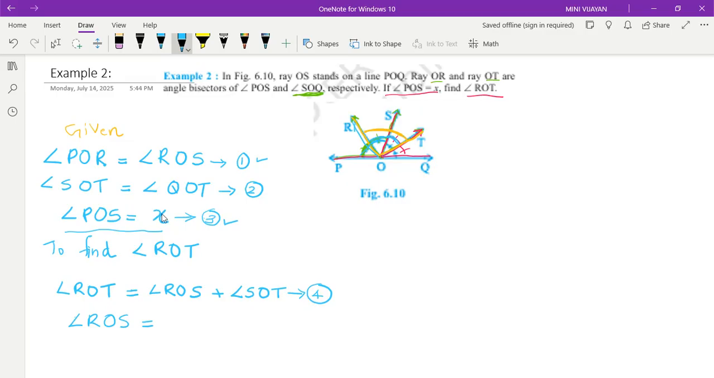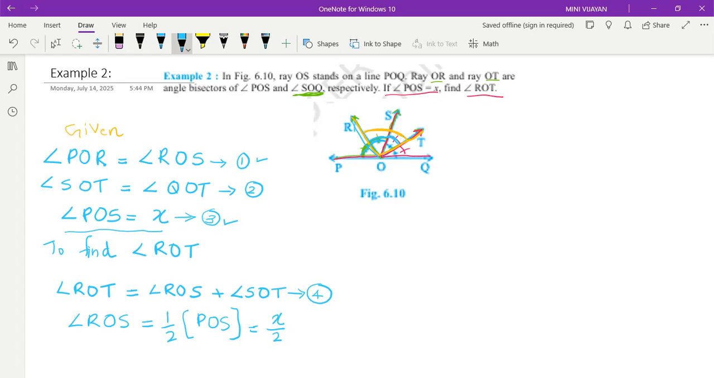POS is equal to X, and another condition POR is equal to ROS. So tell me, how can you write the measure of ROS? ROS is half of angle POS. Clear? ROS is half of angle POS, which is X divided by 2, because POS is given as X. So X divided by 2, that is the measure of ROS. Clear? Okay, ROS we wrote.